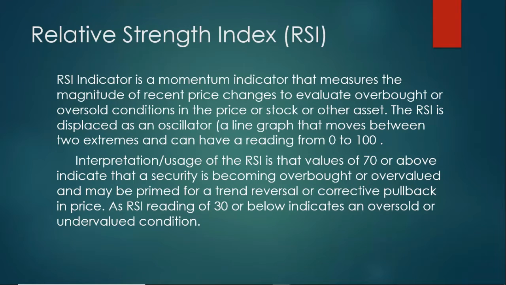An RSI reading of 30 or below indicates an oversold or undervalued condition. In the same way, when the RSI goes below 30, that means it is oversold. At this point also, same as when it's overbought, the trend may be reversed.